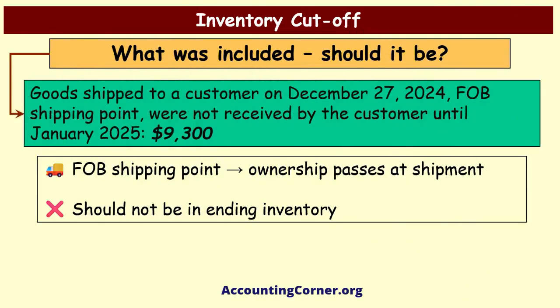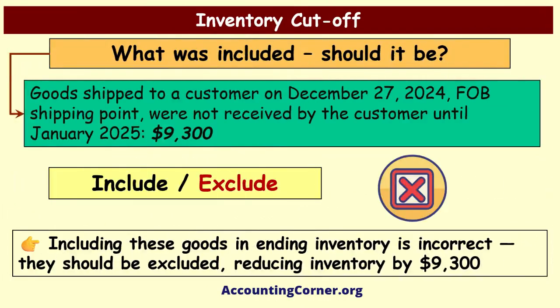These goods were shipped on December 27, 2024, under FOB shipping point terms. This means ownership transferred to the customer when the goods left the seller's premises, not when they were received. Even though the customer didn't get them until January 2025, they were no longer the property of the company as of December 27. Including these goods in ending inventory is incorrect. They should be excluded, reducing inventory by $9,300.